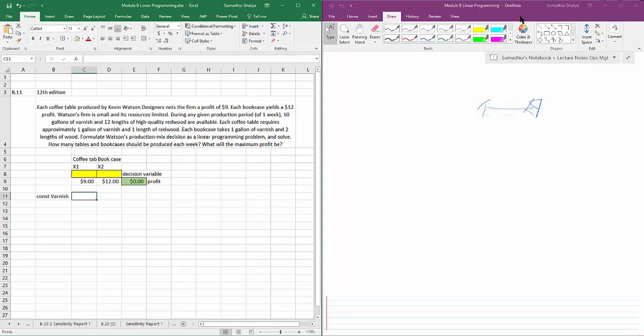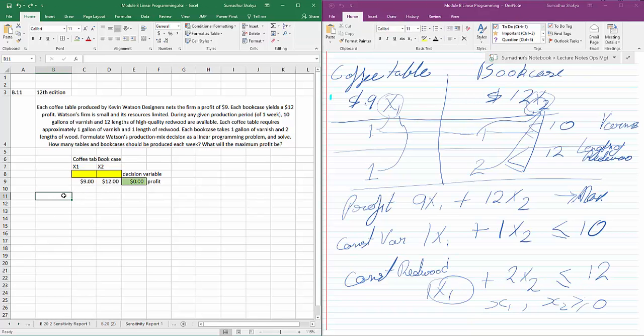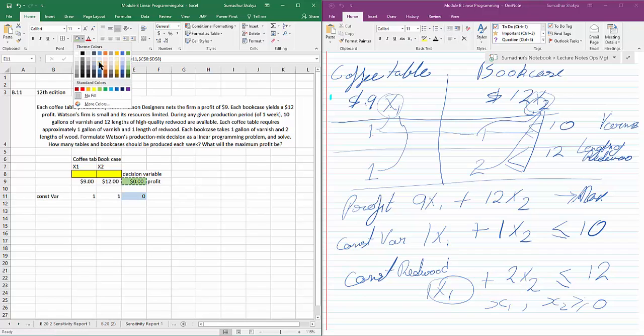Okay, so I was saying the constraint for varnish is whatever the decision variables are. It takes 1 gallon of varnish. For a bookcase, we need 1 gallon of varnish, and if I copy and paste this same formula, it helps us save a little bit of time. Let this calculated value be in blue color. This has to stay less than or equal to the given value of 10 gallons.